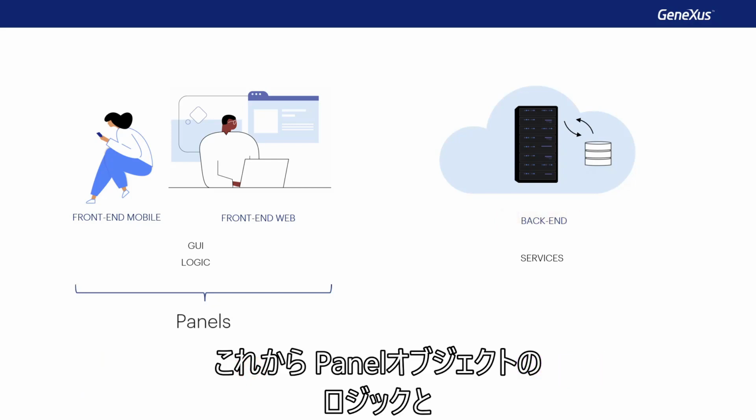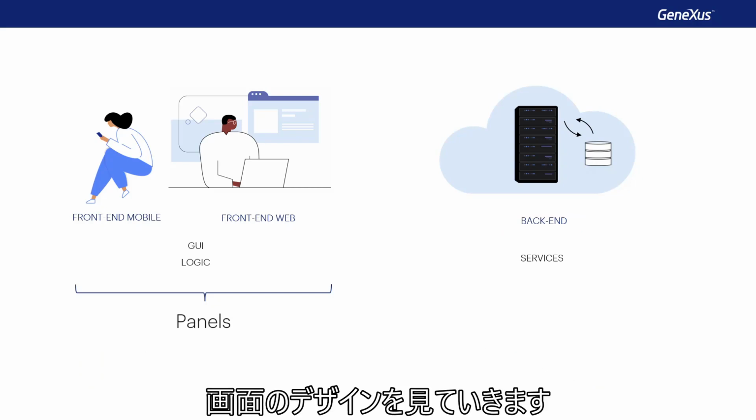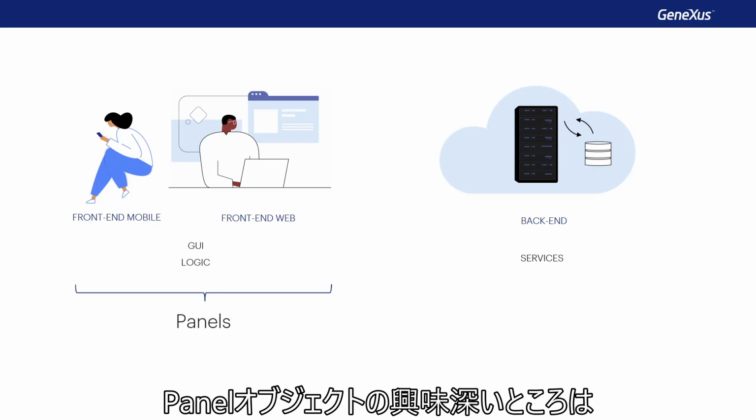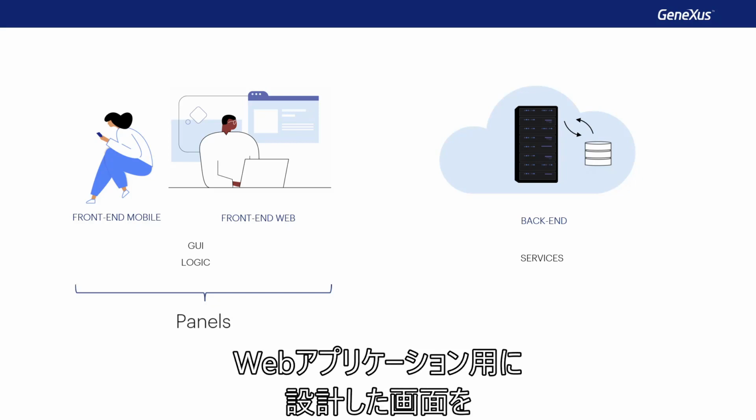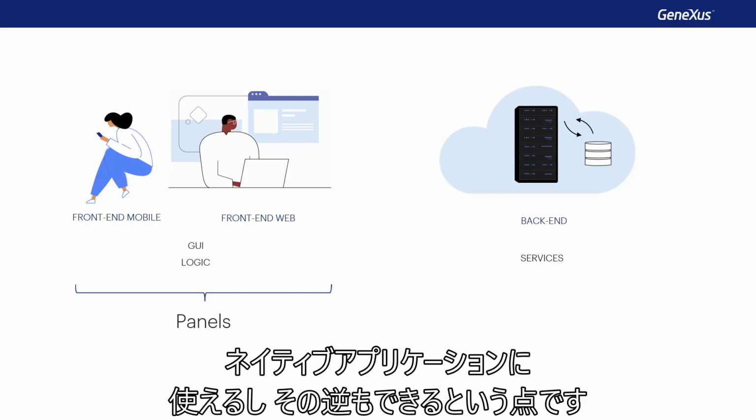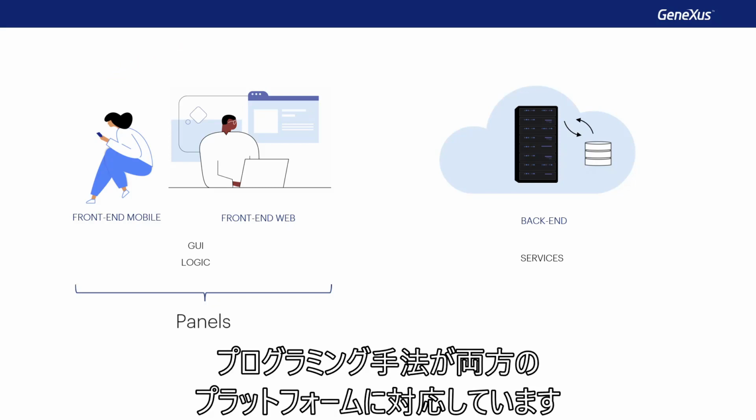We'll look at the panel object starting with its logic, and then we'll focus on screen design. What's interesting about this object is that the screens designed for the web application can then be used in the native application and vice versa, because the programming method is valid for both platforms.